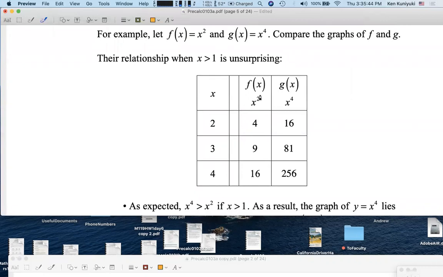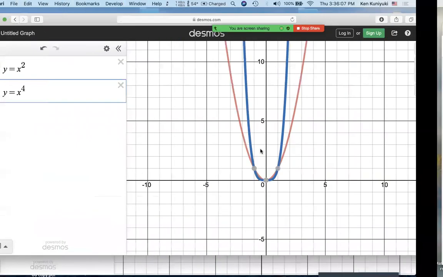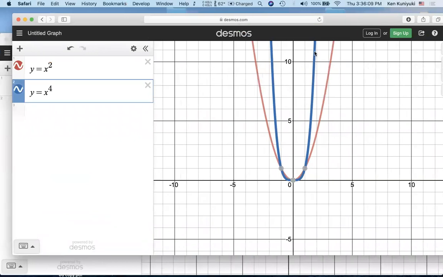so if we have x to the second and x to the fourth, all right? Well, it's not surprising that if you take x values like 2, 3, and 4, it's not surprising at all that the fourth powers of those values will be greater than the second powers of those values. That's not a surprise. The fourth power of 3 is a lot more than the second power of 3. Okay, so it's not a surprise that the y-coordinates on the blue graph are higher than the y-coordinates on the red graph.